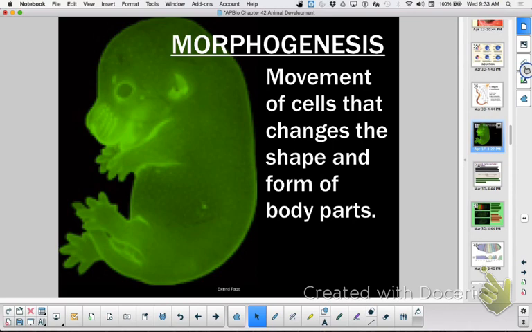Okay, so morphogenesis. Now we understand a little bit about cellular specialization, though we're going to hit this again in just a moment. Morphogenesis is how cells move around. For instance, your eyes start up right up here, and then they migrate down to these forward-facing eyes. So morphogenesis is movement of cells that changes the shape and form of the body parts, becoming tissues, organs, etc. So pattern formation, cells divide and differentiate, enable the process of morphogenesis.